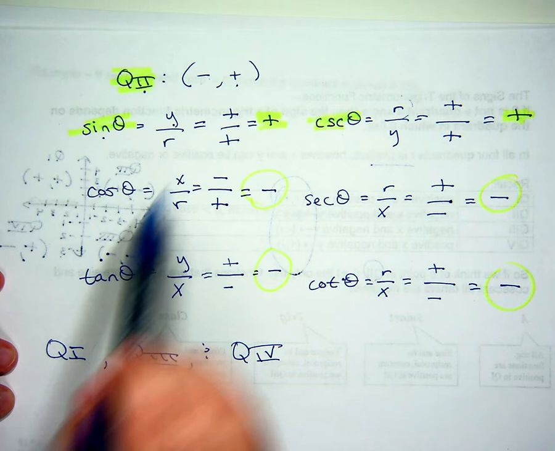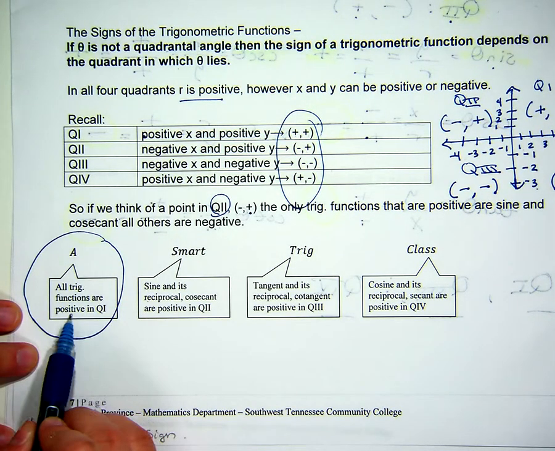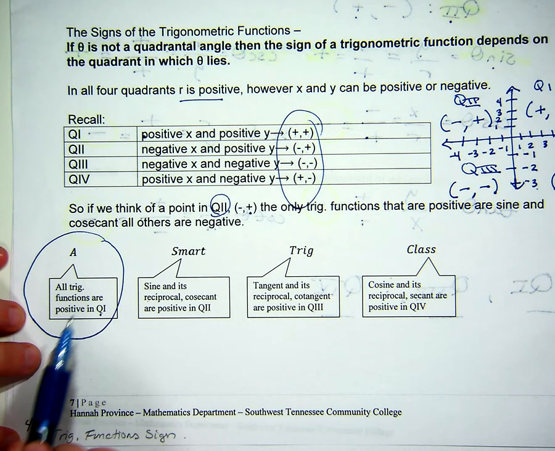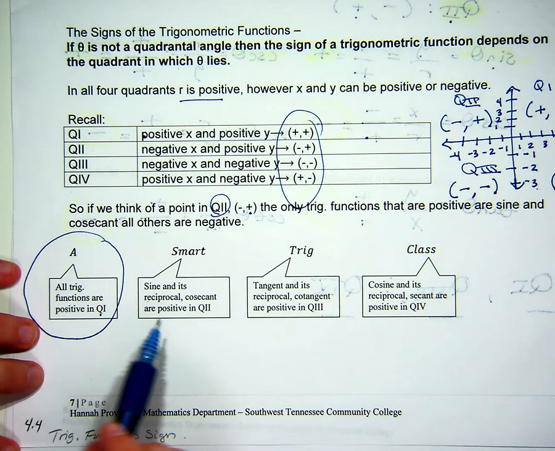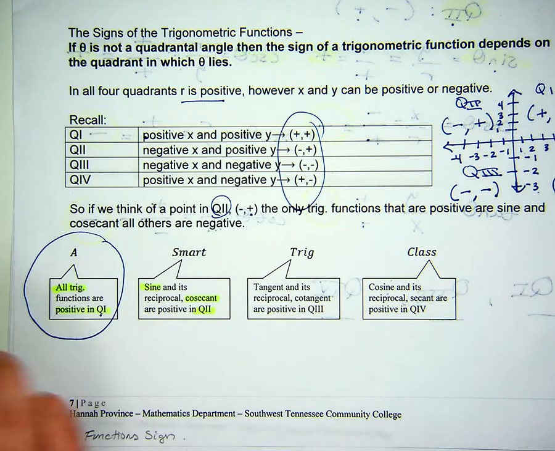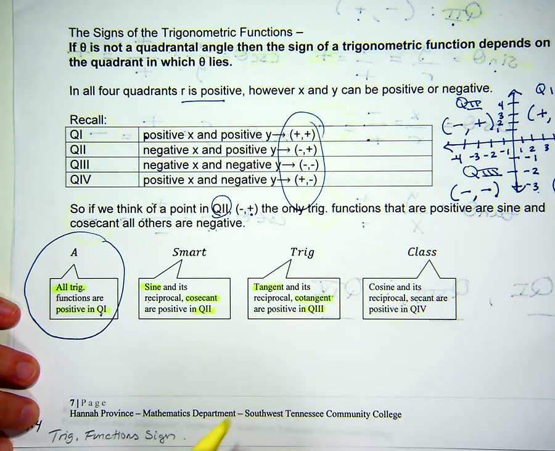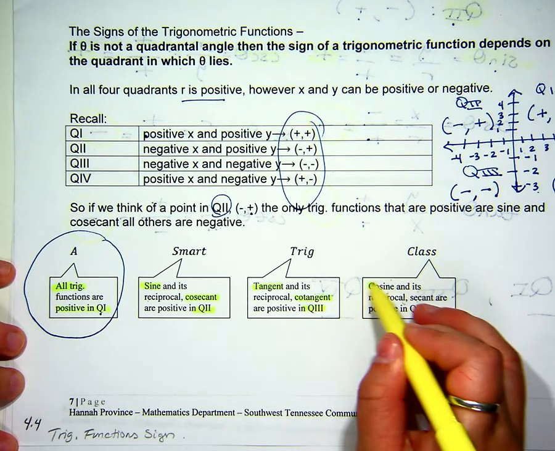You will find that in quadrant 1, all trig functions are positive. In quadrant 2, you will find what we just found, that sine and cosecant are positive. For quadrant 3, you will find that tangent and cotangent are positive. In quadrant 4, you will find that cosine and secant are positive.